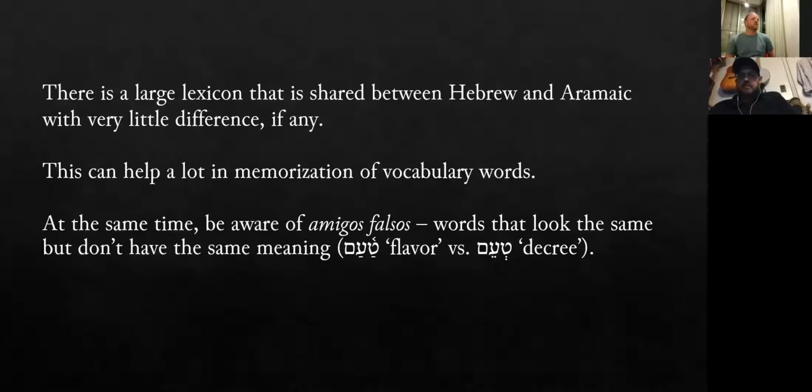Okay, cool. Thanks. So there is a large lexicon that is shared between Hebrew and Aramaic with very little difference, if any.